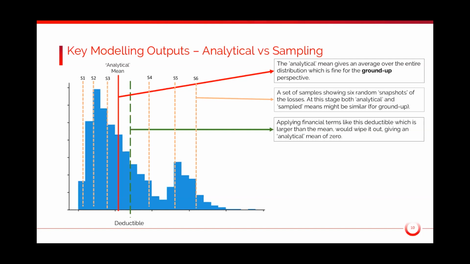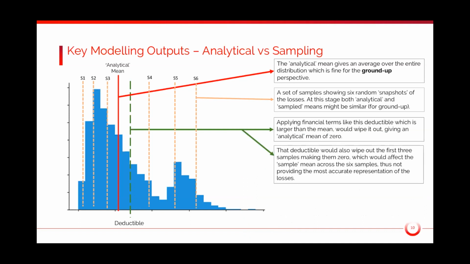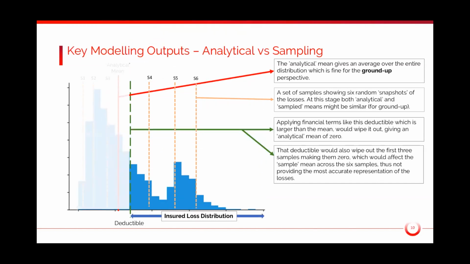If we looked at the analytical mean here, it would actually be 0, which we know is incorrect, because the analytical mean is looking at the entire distribution. We've essentially cut it off with the deductible, and it would give a zero result. This has also wiped out the first 3 samples. So across this whole sample set, you're going to have samples 1, 2, and 3 as 0, and then 4, 5, and 6 as a positive number. Wiping out those first 3 samples, like I've shown here, will have a significant impact on the mean losses across all 6 samples.